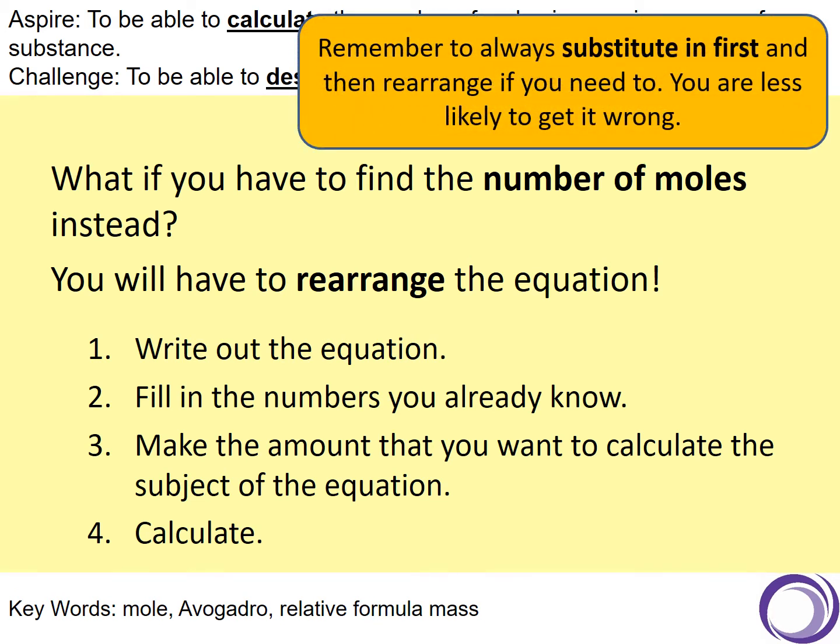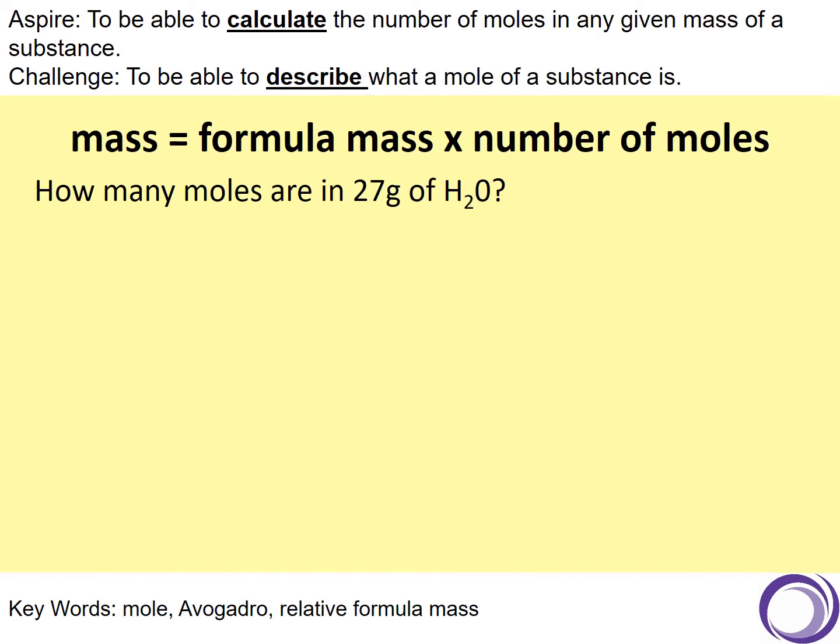Substituting in first, then rearrange if you need to, because you're less likely to get it wrong. So I'm going to start off again and keep that equation up, because the more you read it, the more likely you are to remember it. The mass equals the formula mass multiplied by the number of moles. So the question asks, how many moles are there in 27 grams of water?